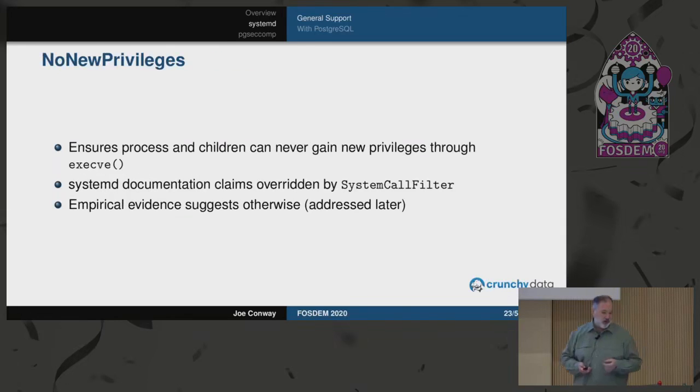There is a parameter to set no new privileges. The documentation claims, and maybe I just misunderstood the documentation, that whatever this value is will be overridden if you use syscall filter, but with a little bit of experimentation, I didn't feel like that was true. So maybe I'm just misunderstanding the documentation, but in any case, I'll show you what I mean.